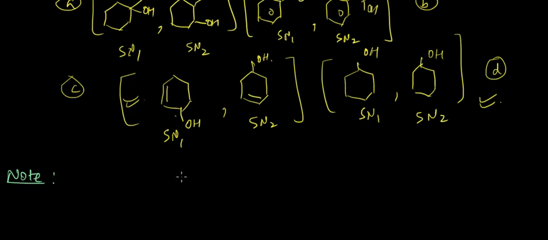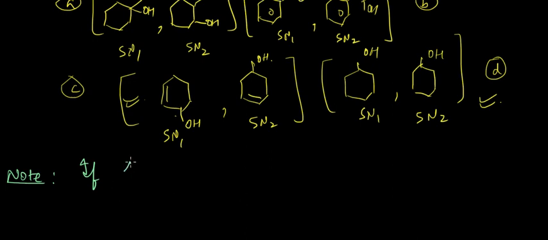rearrangement, then SN1 and SN2 products are different. So in all the A, B, C cases, there was some sort of rearrangement because of resonating structures or CH3 shift or H shift, because in those cases the carbocation could have been more stable had it undergone a rearrangement. But in SN2 no such type of rearrangement is possible.